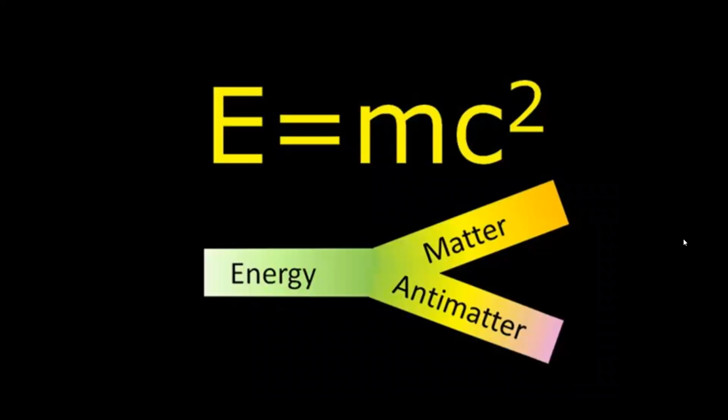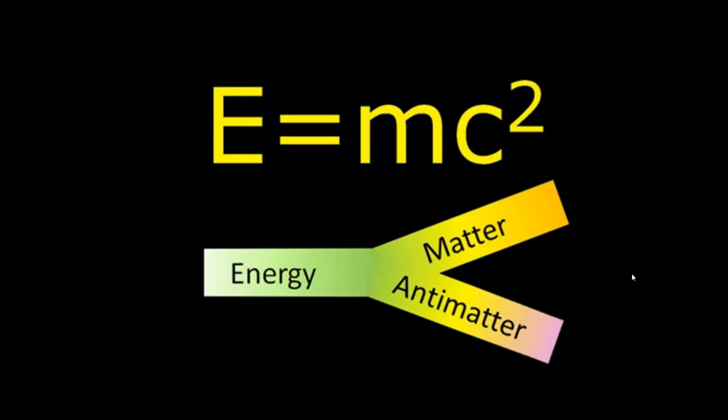E equals mc squared. All of us know this. It's taught to us, although it's still theory. Energy, in this case, equals matter and antimatter. This is the subject for this video. We're going to discuss the theory and the very real possibility of life existing both in matter and antimatter.